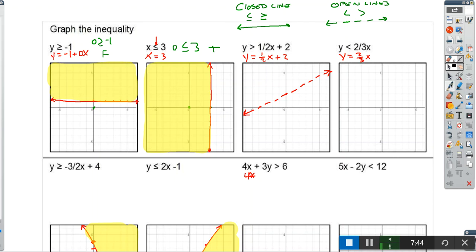And finally, we need to know which side of the line contains our solution set. So I plug in (0, 0), and I get 0 is greater than, well, 1/2 times 0 is 0, so we get 2. Is 0 greater than 2? No, it isn't. So (0, 0) is not in the solution set, which means it is not in the shaded area or shaded region. So I'll go ahead and shade away because I ended up with a false statement.